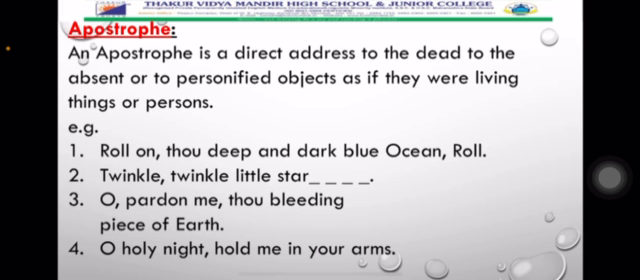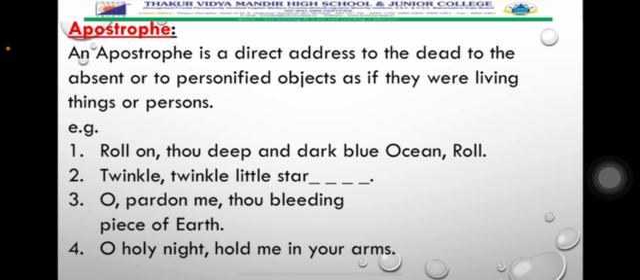Then the third example, oh, pardon me, thou bleeding piece of earth. The fourth one, oh, holy night, hold me in your arms. See, night is a non-living thing, and we are talking to the night as if it is a living thing. So in all these sentences, non-living things are addressed, they are spoken to as if they are living things. We are not only talking about them, we speak to them. So this is called apostrophe.